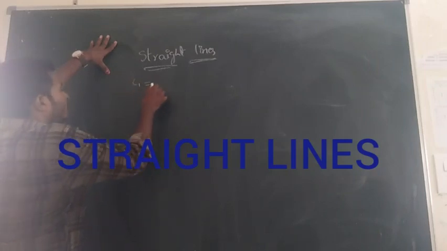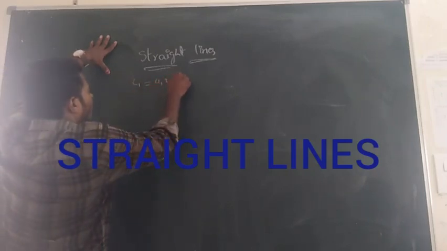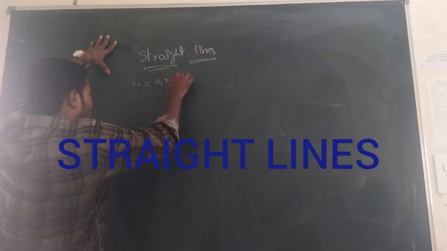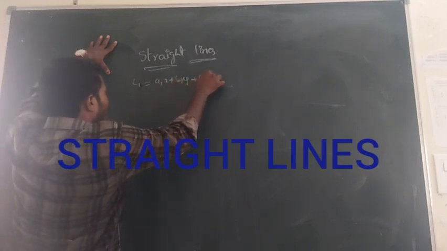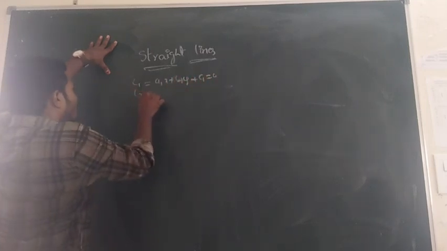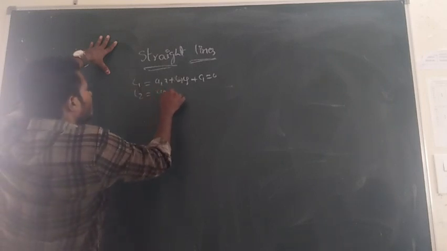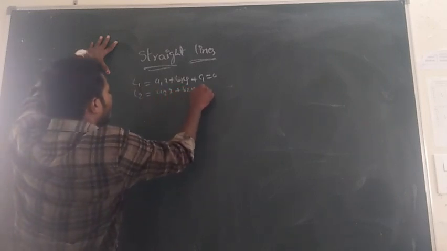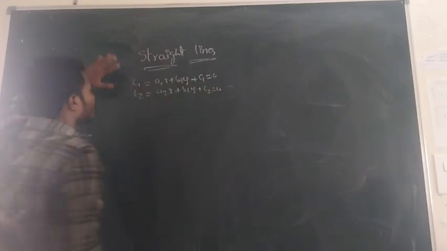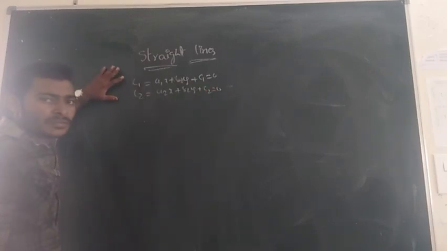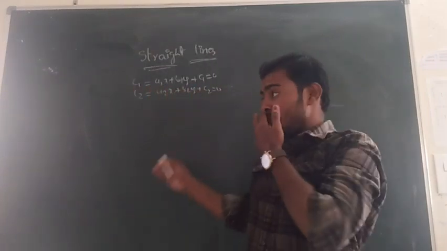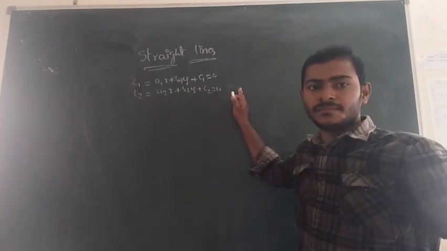Suppose L1 equals A1x plus B1y plus C1 equal to 0, and L2 equals A2x plus B2y plus C2 equal to 0. These are any two straight lines.